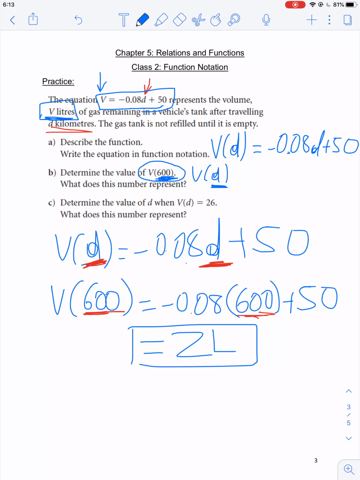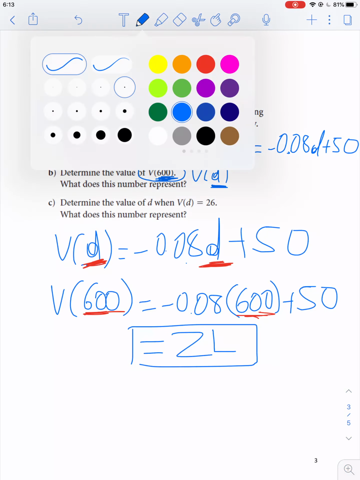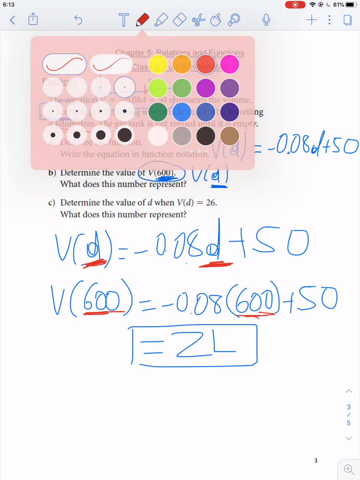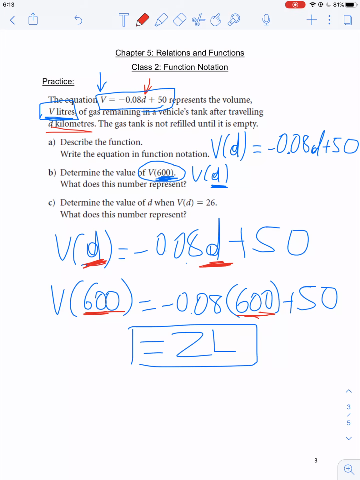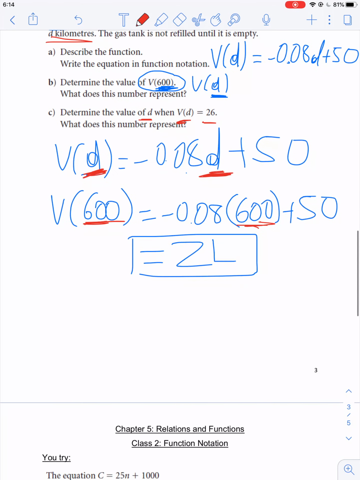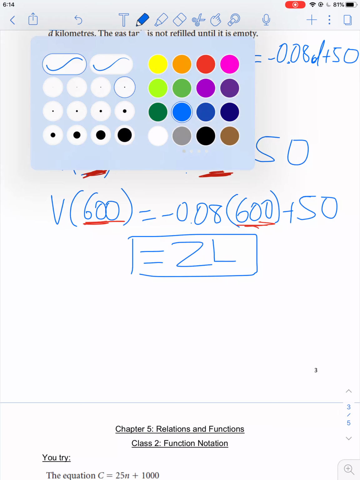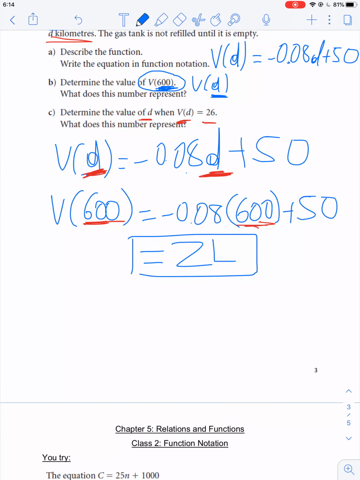Now, question C is asking you to determine the value of D when v of d equals 26. Again, let's just write the function again. Actually, I'm not going to write the function again. I'm just going to look at this function. I want you to pay close attention to this function over here.